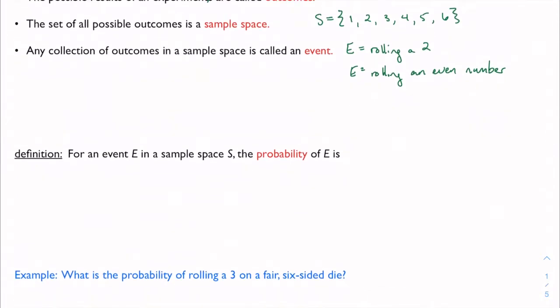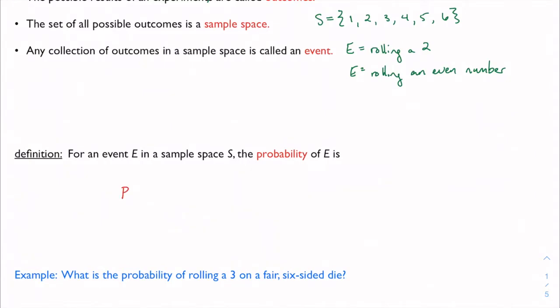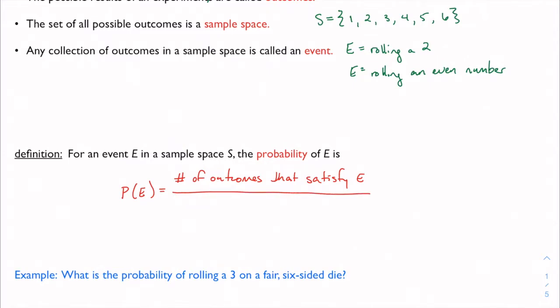To define what probability really is, I can say for some event E in a sample space S, the probability of E, the event happening, is going to be written P of E. And we'll write it this way: it's the number of outcomes that satisfy E, the number of ways that the event can happen, divided by the number of outcomes in S, the total number of outcomes that I could possibly have in my sample space.